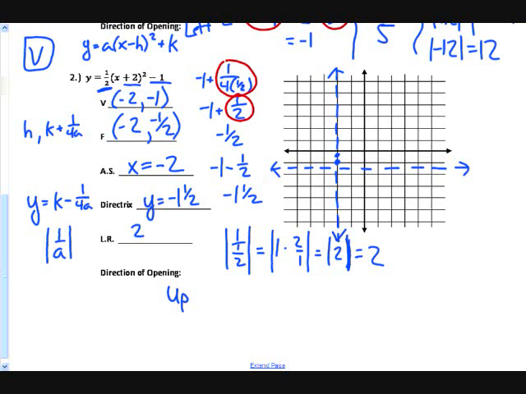And now I know what this thing's going to look like. I know it's going to open up, but I'm going to use the LR. Since the LR is 2, I'm going to measure 1 in each direction from my focus. So I'm going to go over 1 right here, and I'm going to go over 1 right here. So that gives me an overall length of 2. And then I can graph my parabola. And I can also use, well, this one, the y-intercept would be a pain to find, but you could use another point if we wanted. Okay, and that's it. That's all there is to it.